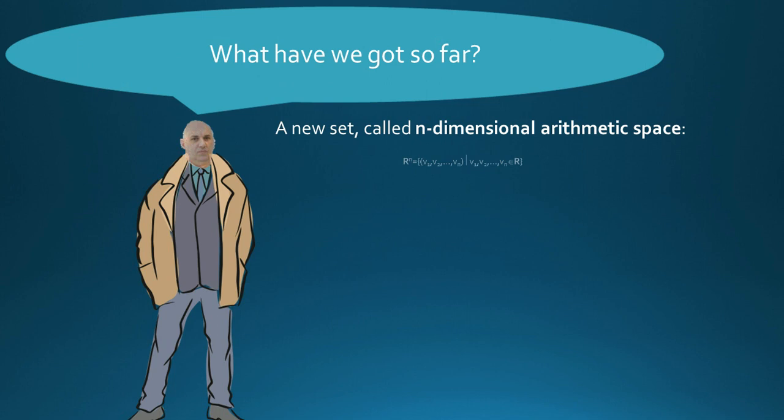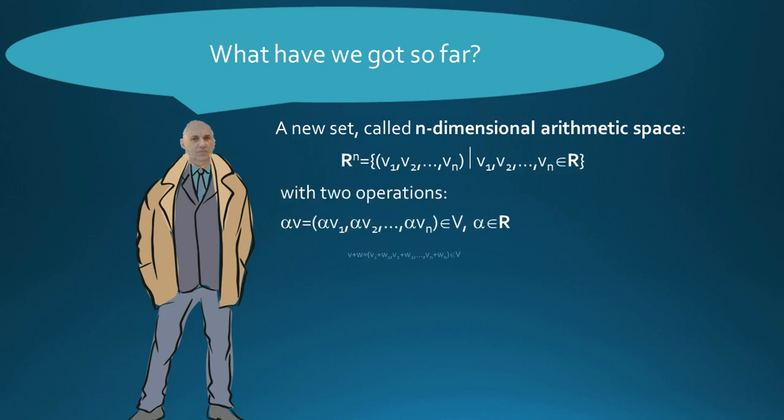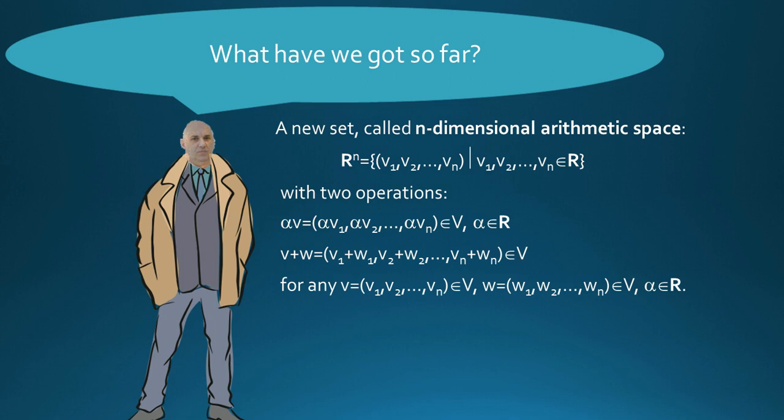What have we got so far? A new set called the n-dimensional arithmetic space ℝⁿ = {(V1, V2, ..., Vn) : V1, V2, ..., Vn belong to ℝ}, with 2 operations: alpha V = (alpha V1, alpha V2, ..., alpha Vn) in ℝⁿ, where alpha belongs to ℝ, and V + W = (V1 + W1, V2 + W2, ..., Vn + Wn) in ℝⁿ, for any V and W in ℝⁿ and alpha belongs to ℝ.